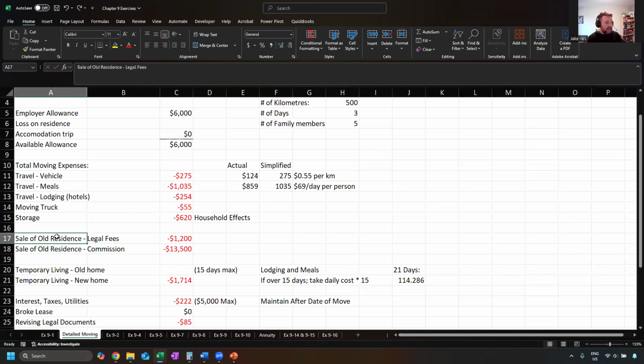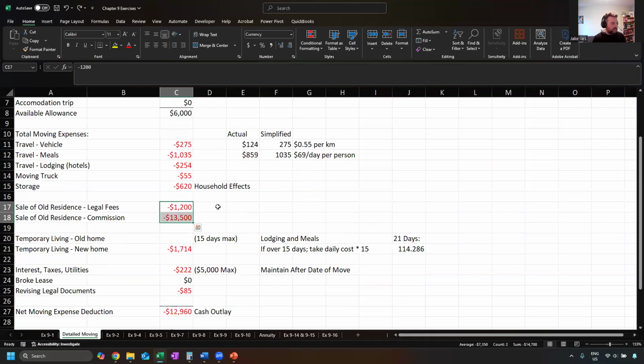We sold our house. When we sold our house, we had legal fees of $1,200, plus we had to pay a real estate commission of $13,500. Both of those expenses are related to the sale of our house, which we had to sell to move closer to work. So we can deduct that total.